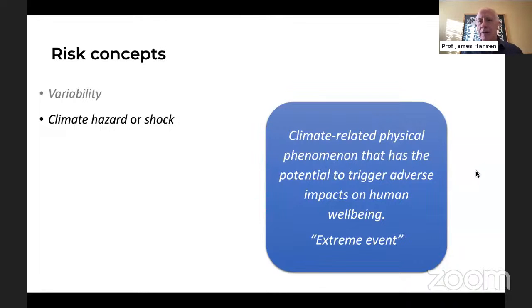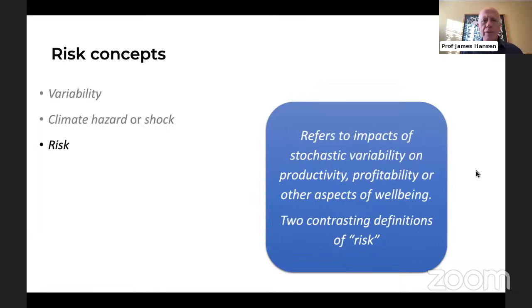So we can think of, for example, a flood, a drought, a heat wave. Those would be examples of climate hazards or climate shocks that have the potential to have a negative impact on well-being. So risk is different from variability. Variability is a value neutral term, but risk happens when variability has an impact on well-being. For example, productivity, profitability, food security, food consumption, some aspect of human well-being.